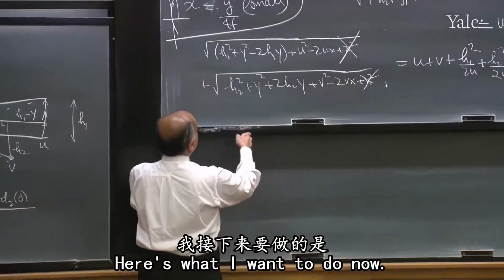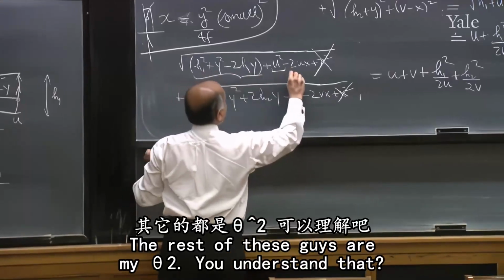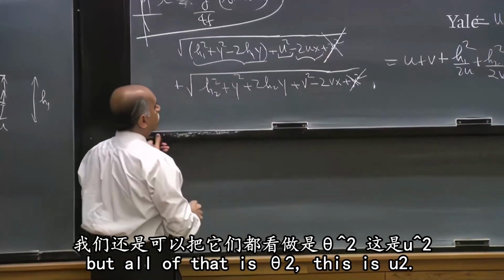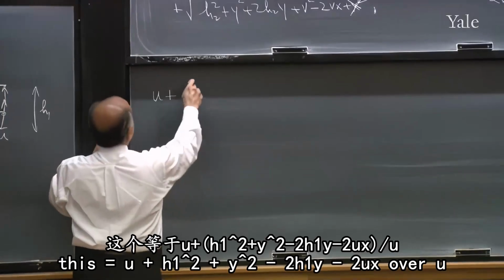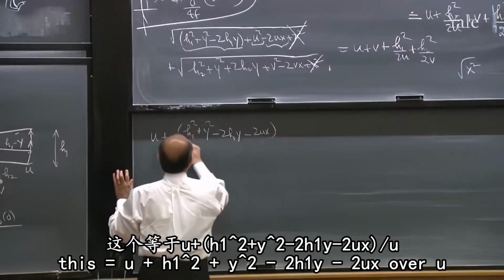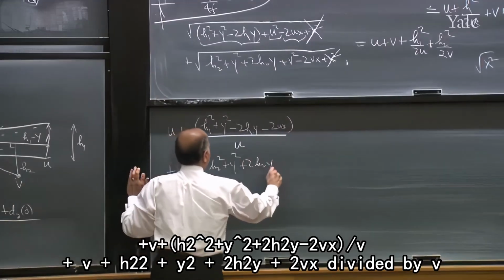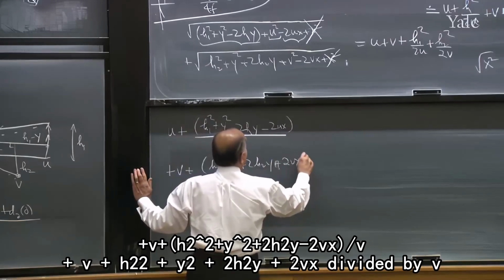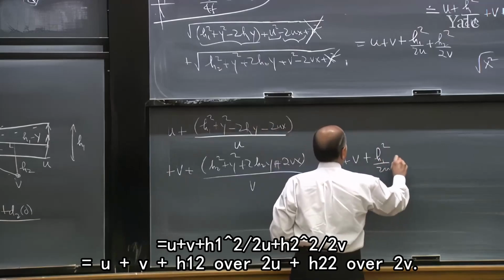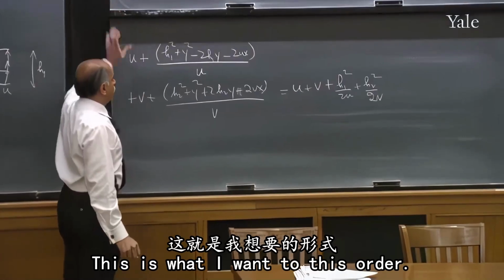So here's what I want to do now. I'm going to write the first thing. So let's decide what to call what. This is my u square. The rest of these guys are my theta square. You understand that? This is u. Unfortunately, they're not next to each other, but all of that is theta squared. This is u squared. Then the formula tells me this is equal to u plus h1 squared plus y squared minus 2h1y minus 2ux over u, plus v plus h2 squared plus y squared plus 2h2y minus 2vx divided by v, is equal to u plus v plus h1 squared over 2u plus h2 squared over 2v. This is what I want to this order.